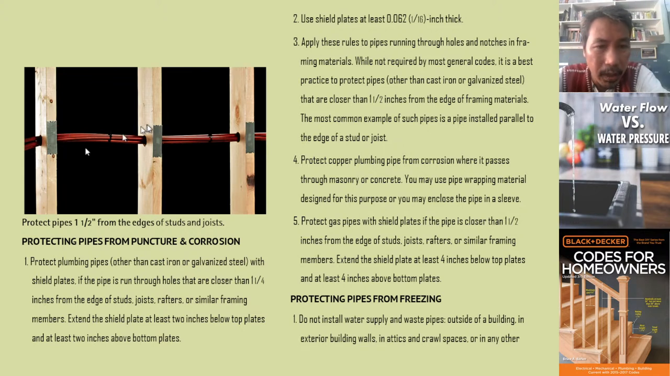For example, this will be covered with the wall, and then somebody will drill. The first thing to be hit by the drill is the plate before it would hit the tubings. So that is another reason for shield plate. Extend the shield plate at least 2 inches below top plate and at least 2 inches above top plate. So take note of this. So this is about 5 inches total. Use shield plates at least 1/16 inch thick. 1/16 is 1.6 mm thickness here.